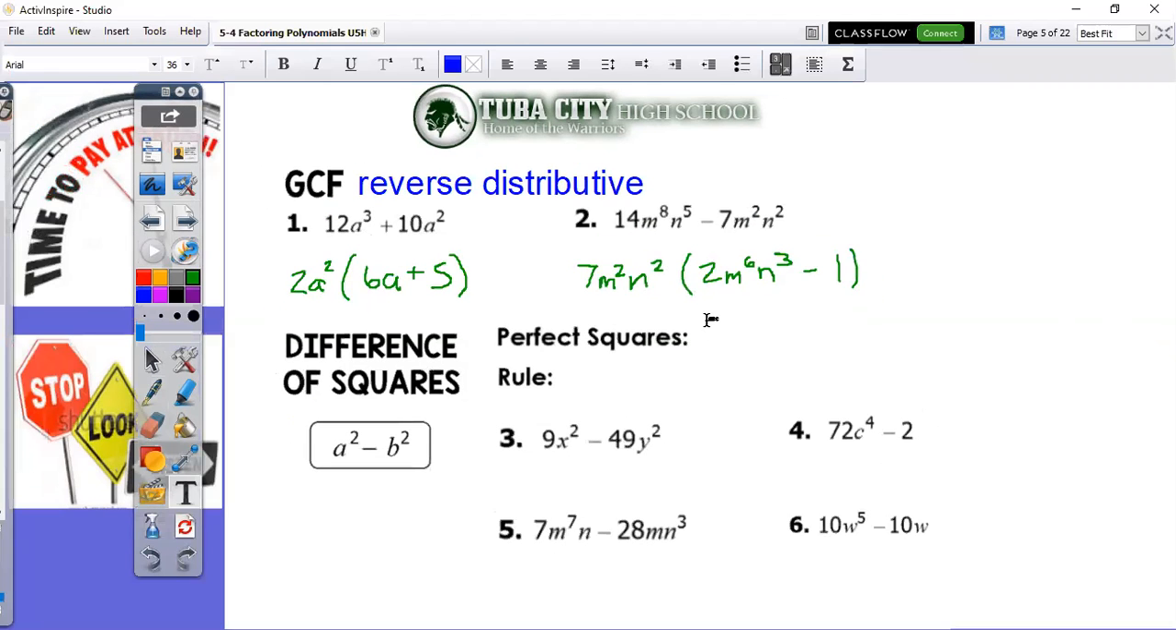Okay, so on to the next one here. The next one is a difference in squares. So what is a square number? A square number is a number you get by multiplying two of the same factors.